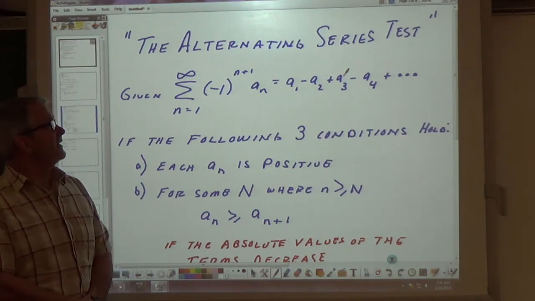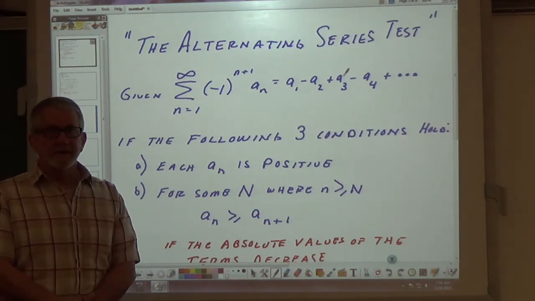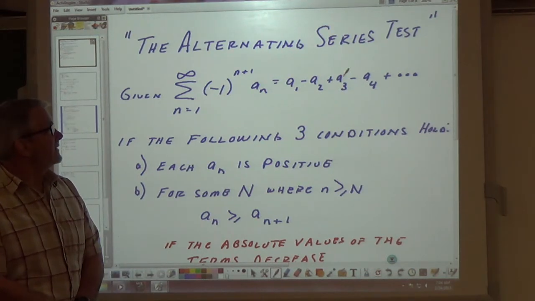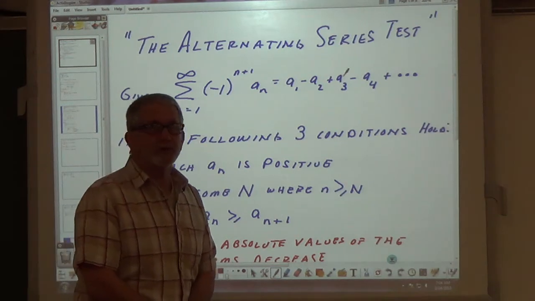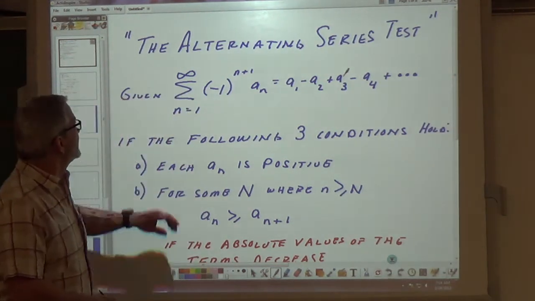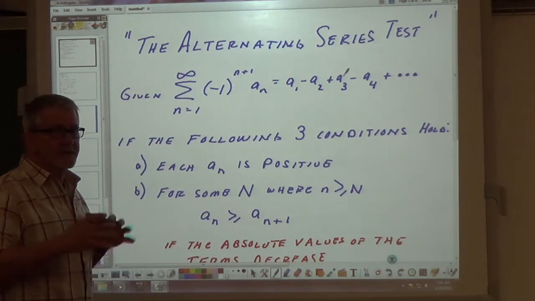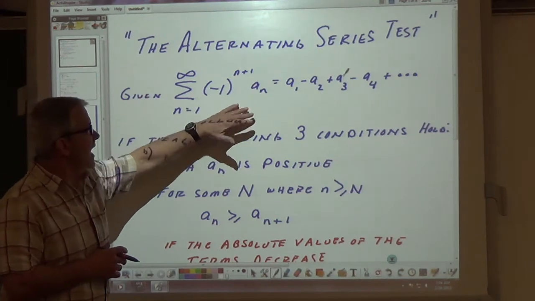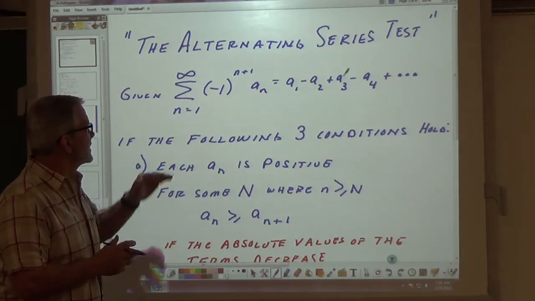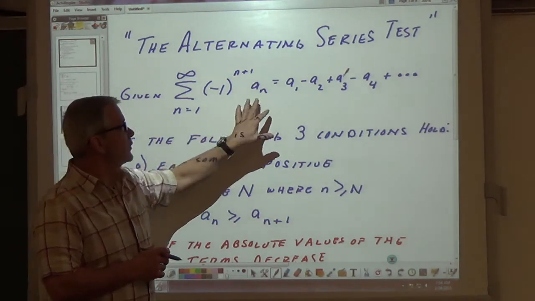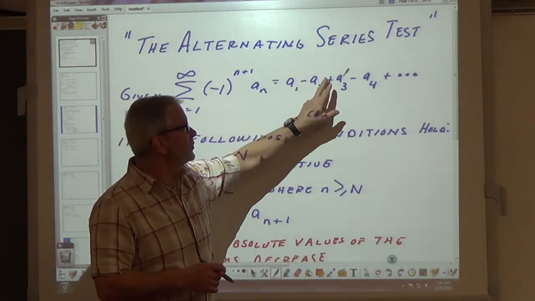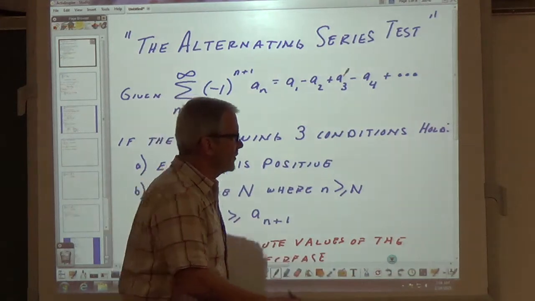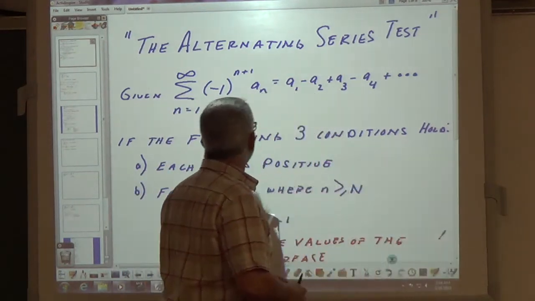History of the alternating series test. Let's talk about this test to see if an alternating series converges or not. Given the alternating series from n equals 1 to infinity of negative 1 to the n plus 1 times a sub n, here are my terms: a sub 1 minus a sub 2 plus a sub 3 minus a sub 4 plus dot dot dot. That's my series.